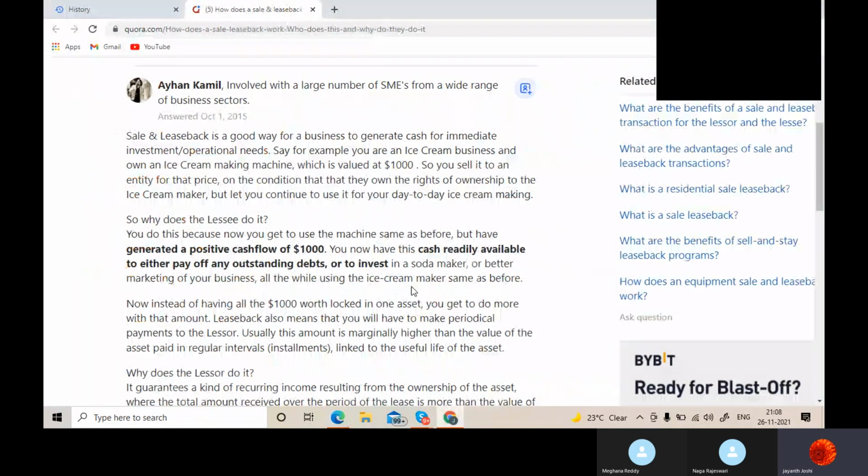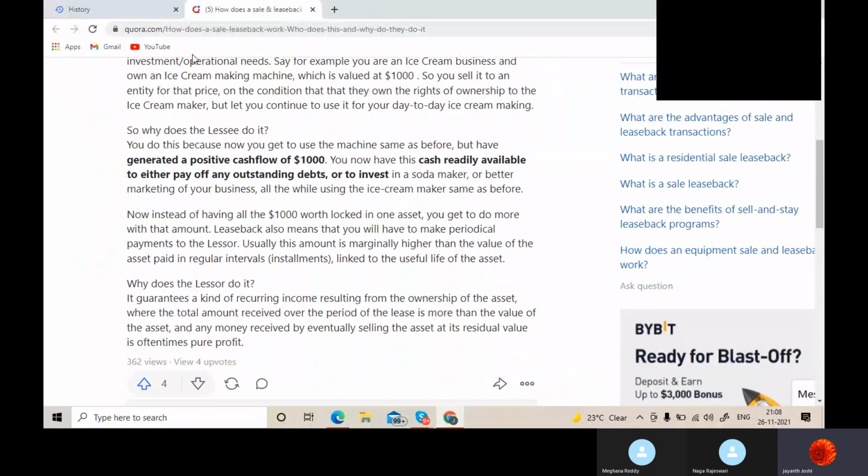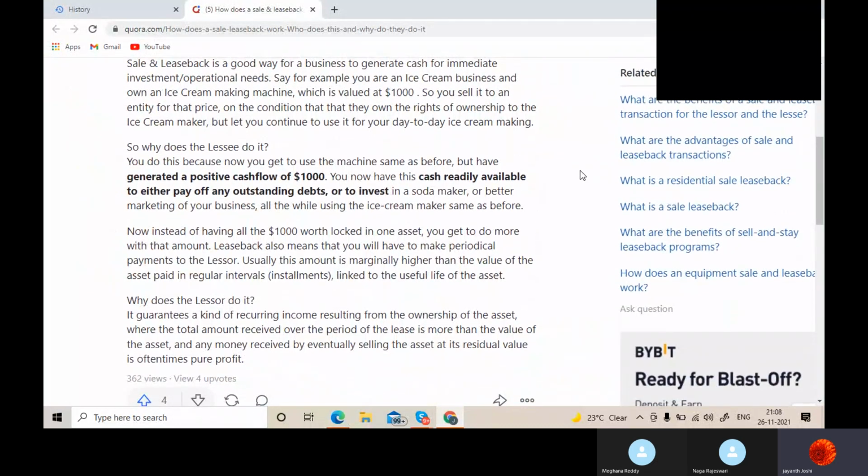So what is this ice cream maker doing? Smartly he is selling that ice cream machine. So you sell it to an entity for $1,000, and the condition is you tell that entity that they keep the ownership, but you let us continue using the ice cream machine for ice cream making on a day-to-day basis. Now, why does the lessee do it? Someone will ask now, why is this guy a mad guy or stupid guy? Why is he doing that?